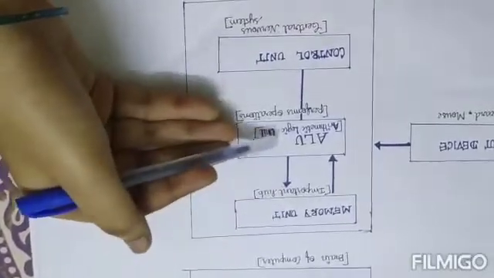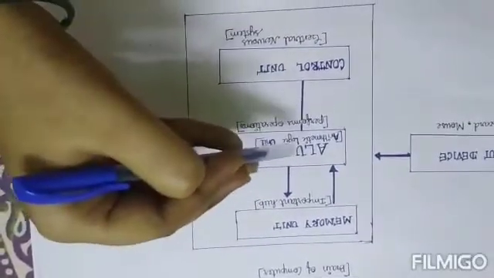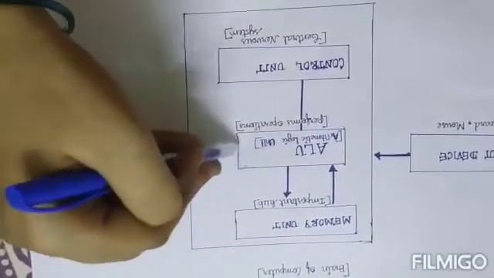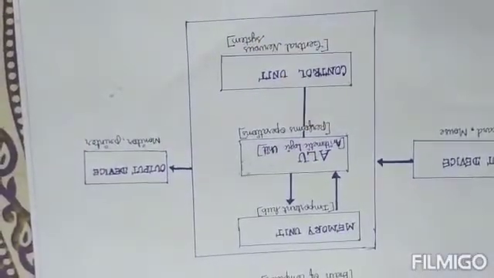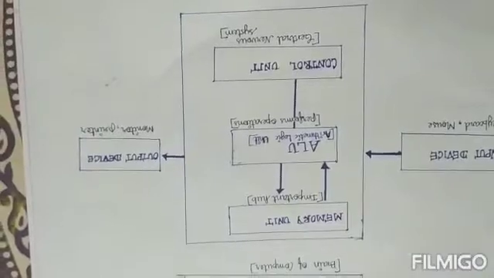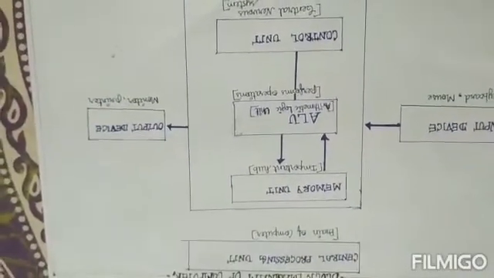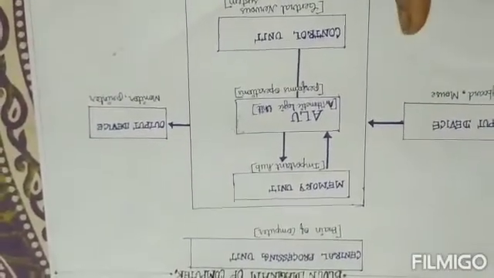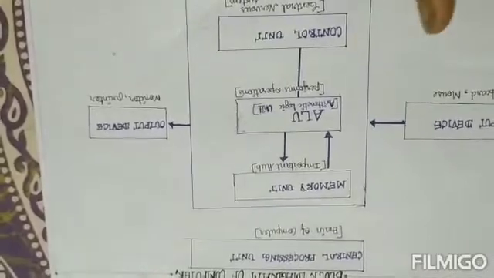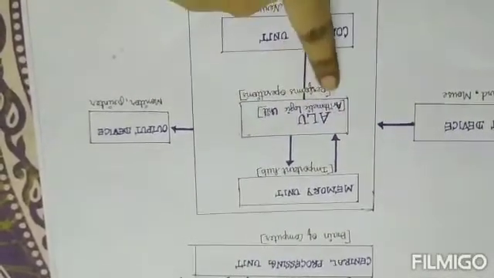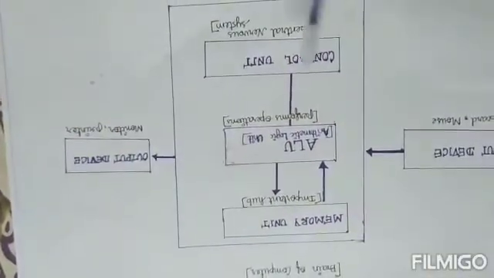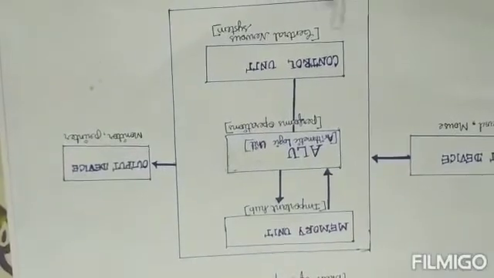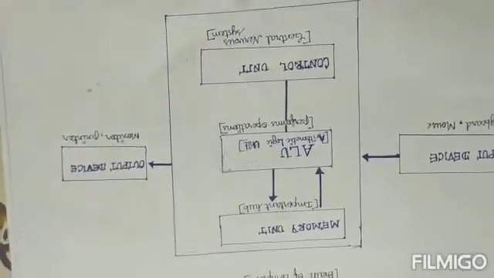Next it moves to the ALU, the arithmetic and logic unit. It performs operations; from the word arithmetic itself you can identify this. It performs mathematical and logical operations, such as true or false. To find out such problems, the ALU helps. Next it moves to the control unit, which is called the central nervous system.